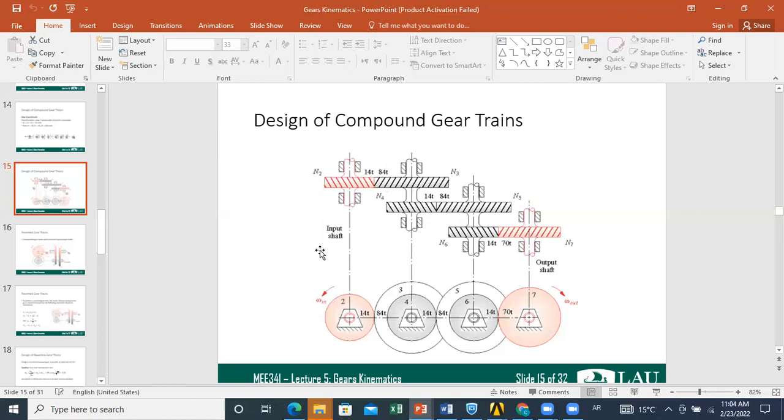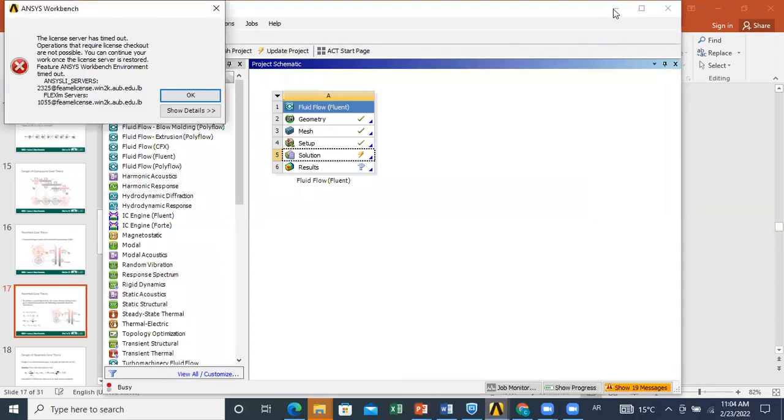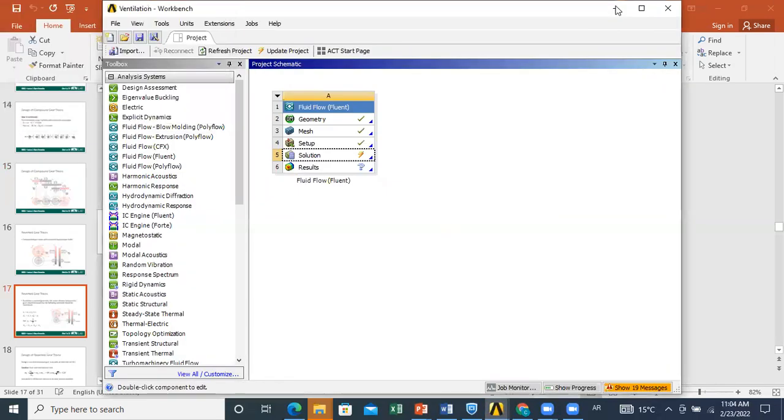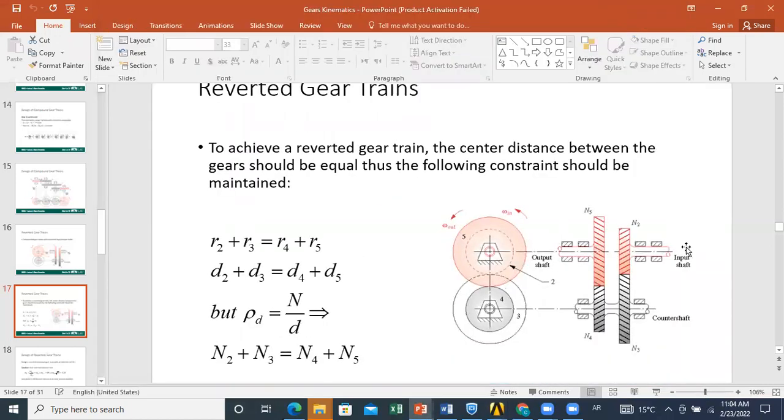Okay, now when we want to put the input and the output on the same shaft, this is called a reverted gear train. And to achieve a reverted gear train, we have some additional constraints to add in the design. We'll see why. Here's a figure of a reverted gear train. As you can see here, you have 4 gears. 2 of them are on the input shaft, and 2 others are on the second shaft called the counter shaft.